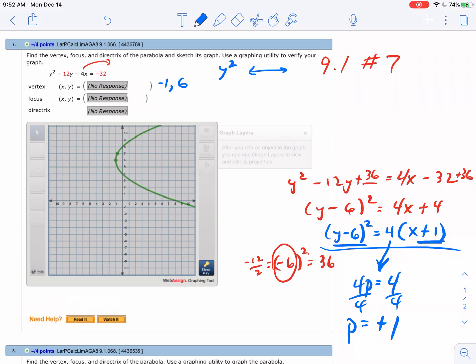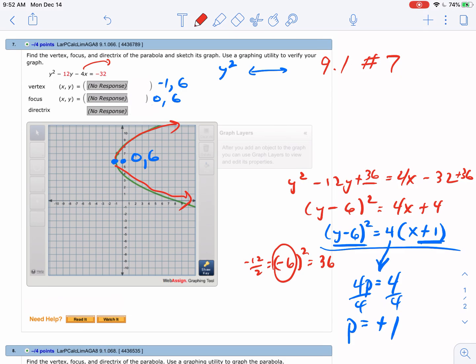So that tells me once I have marked my vertex, I'm going to go to the right for my focus. So if I move to the right 1, I will be at 0, 6 for my focus. And then also, because the p-value is positive, that's how we know that the parabola opens to the right. So when y is squared, or the 4p number sits in front of x, it's opening right or left, sideways. And because p is positive, it's opening to the right.